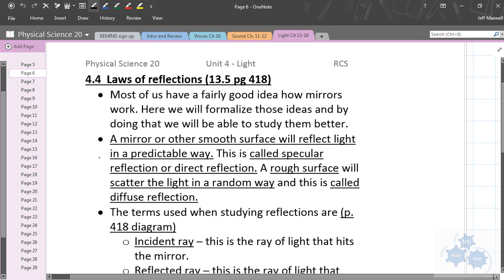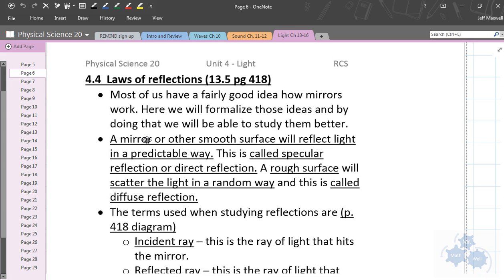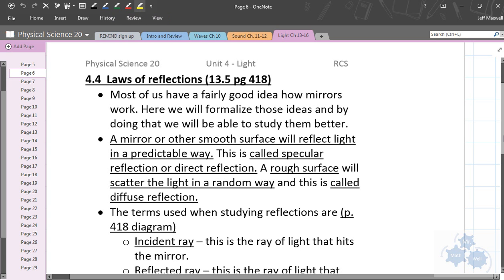A mirror, first of all, is a smooth surface, and it reflects light in a very predictable way. So I'm going to just highlight a little bit of this for you. You might add to your notes. You've already made some notes on this section already. But a mirror, or another smooth surface, reflects light in a predictable way. This is called specular reflection, a term that might not be in your textbook, specular reflection or direct reflection.